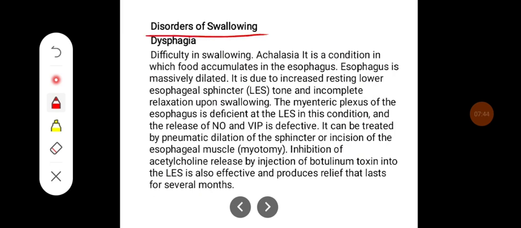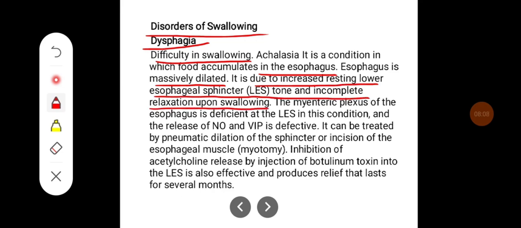Some of the disorders of swallowing. Dysphagia is nothing but difficulty in swallowing. Achalasia is a condition in which food accumulates in the esophagus. The esophagus is massively dilated. It is due to the increased resting lower esophageal sphincter tone and incomplete relaxation upon swallowing. The myenteric plexus of the esophagus is deficient at the lower esophageal sphincter in this condition, and the release of nitric oxide and VIP is defective.